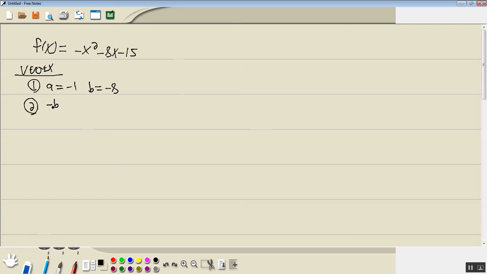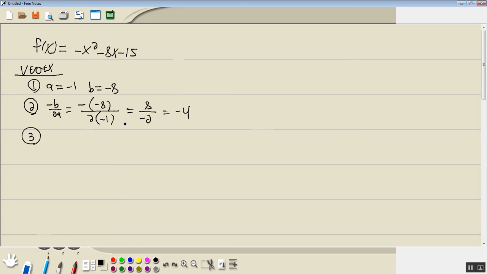Then we want to plug those into negative b over 2a. So we're going to have negative b, which is negative 8, over 2 times a, and a is negative 1. Negative negative gives us positive 8 over negative 2, which gives us negative 4. Now, negative 4 is the x part of our vertex.